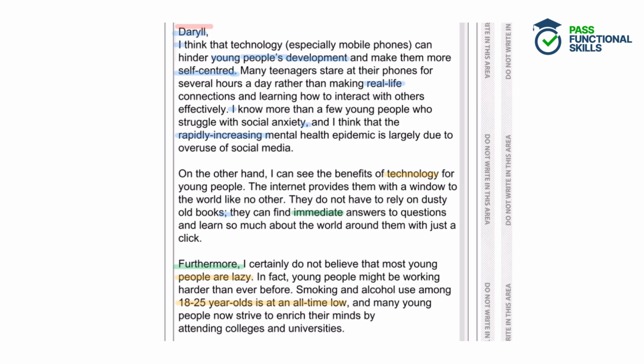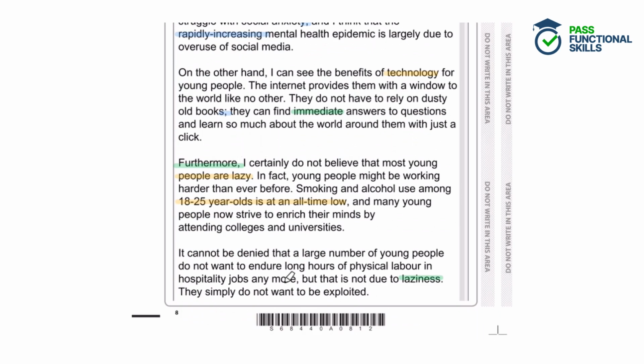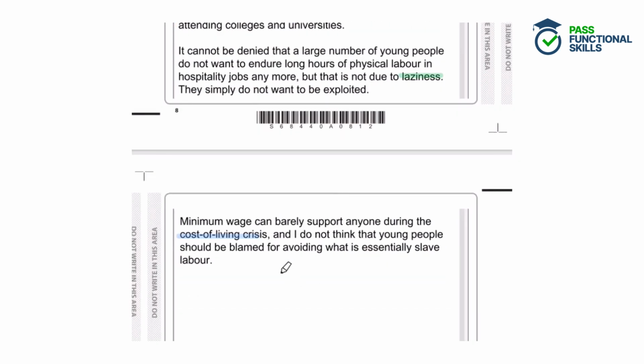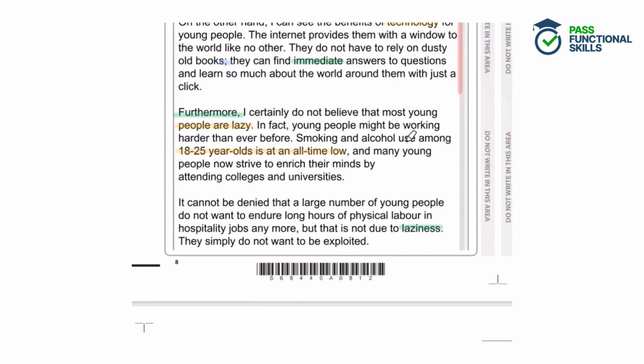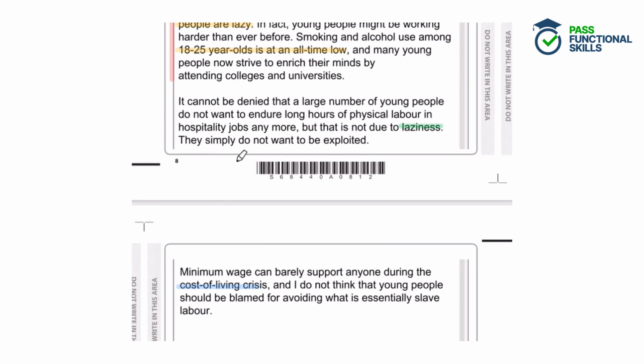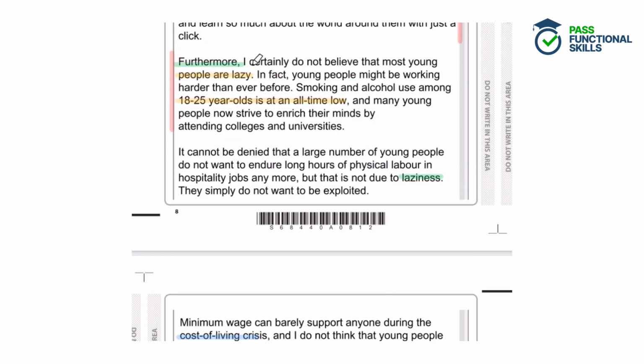So here we have a range of paragraphs all about slightly different topics. So the first paragraph, we've got the topic has been introduced and some social concerns have been brought up and addressed there. In the second paragraph, they're talking about technology and how that can be used for learning. In the third paragraph, they give opinions on whether young people are lazy or not. And then finally, we have this linked paragraph that supports the previous one about the lack of laziness among young people.